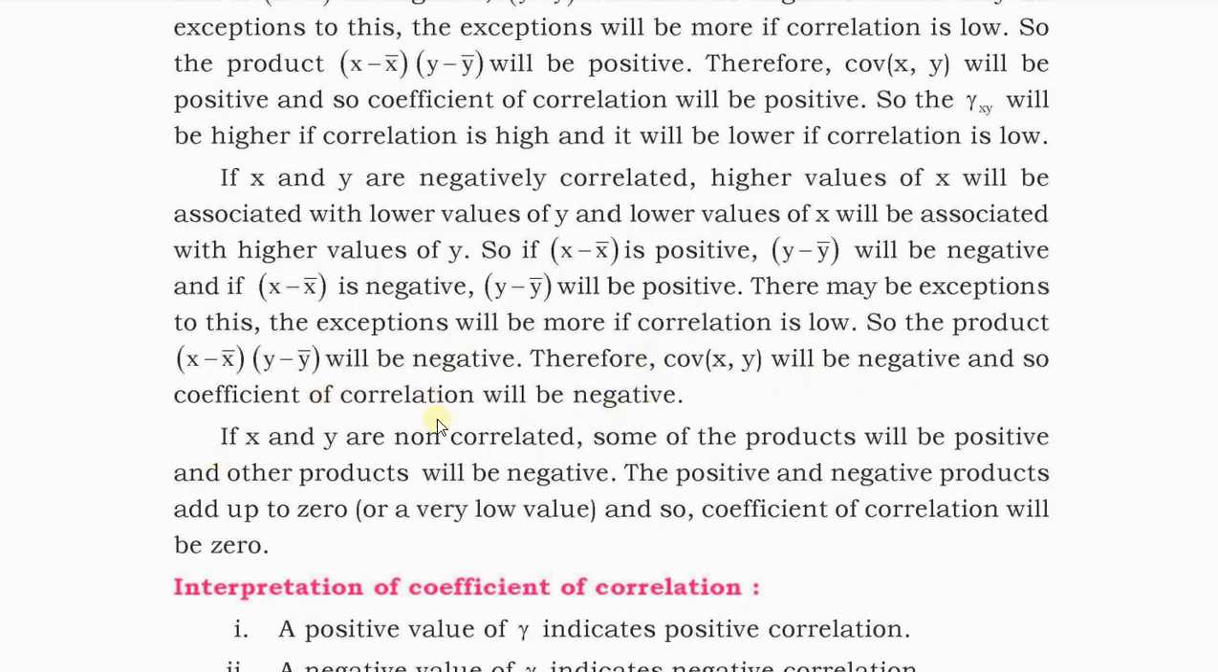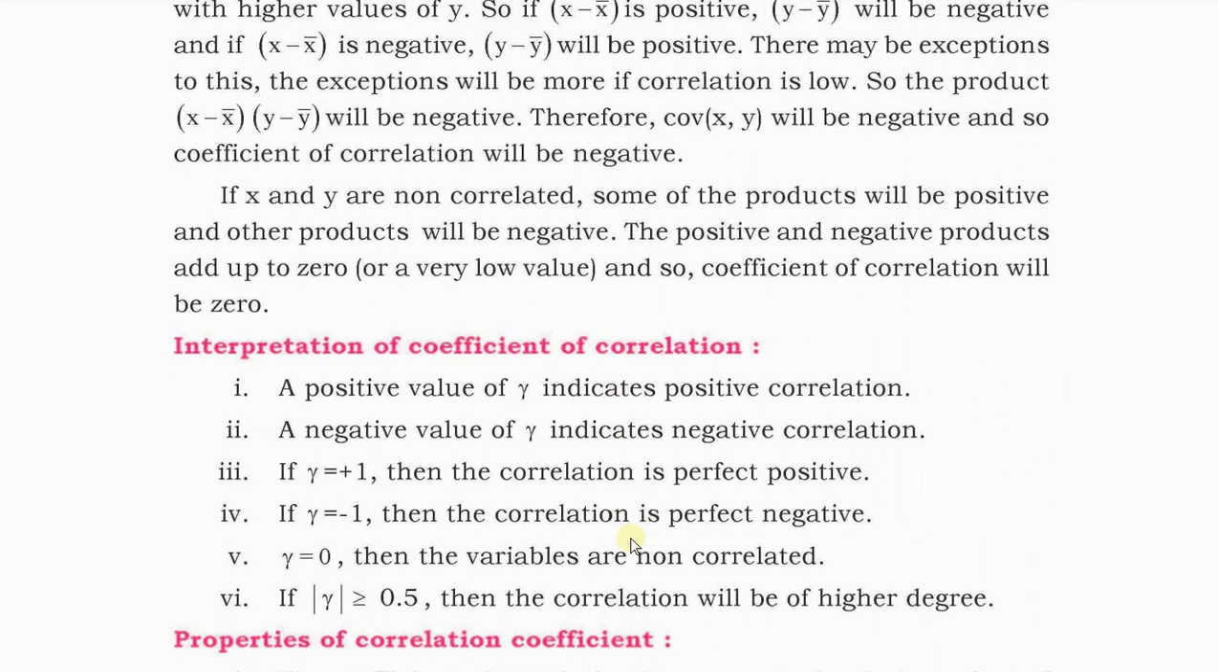Okay. If x and y are non-correlated, that is, if there is no correlation between x and y, some of the products will be positive and other products will be negative. That is, the deviations x minus x bar and y minus y bar will be positive as well as negative. So when you add the positives and the negatives, they will be equal to 0. If that is 0, then the numerator part of the formula will be 0, and then the entire formula itself will turn into 0. The final answer, the correlation coefficient, will be 0. So if the answer is 0, it means that there is no correlation between the two variables x and y.